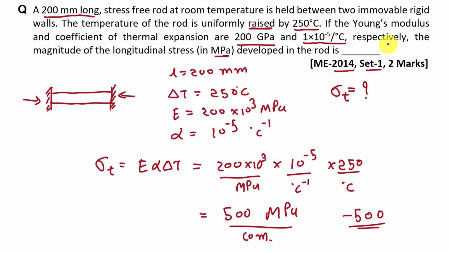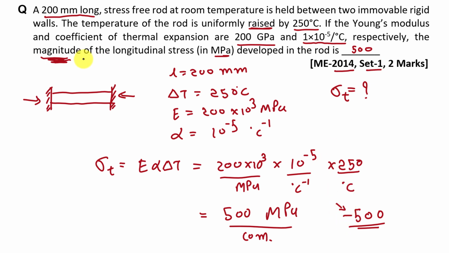But in the question it is only asked the magnitude of the longitudinal stress. And remember one thing, that whenever it is mentioned that we have to answer the magnitude, then we have to neglect the negative sign. Means if our answer is minus 500, then we have to only write 500. We don't have to write this negative sign.